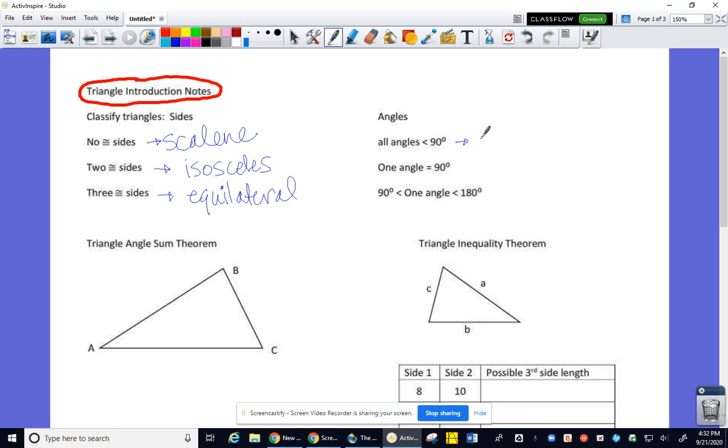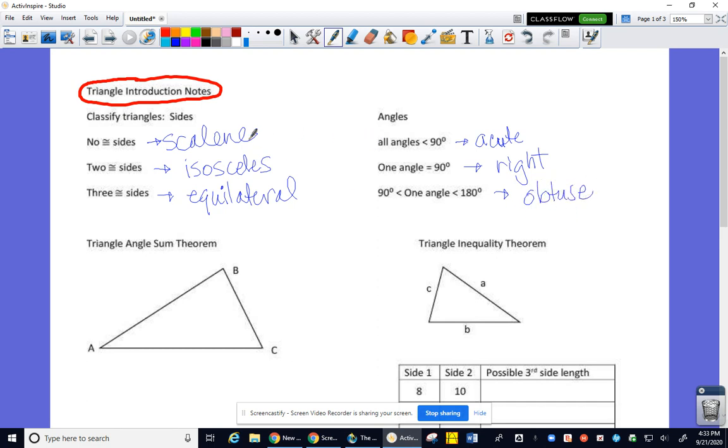Or we can classify them by their angles. If all angles are less than 90, we have an acute triangle. If one angle is 90 degrees, then it is a right triangle. And if one angle is between 90 and 180, we have an obtuse triangle.